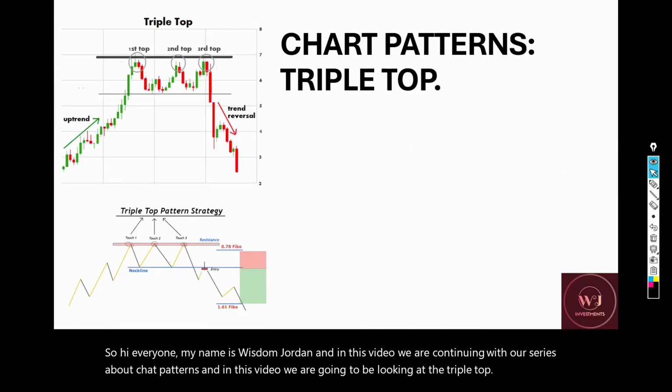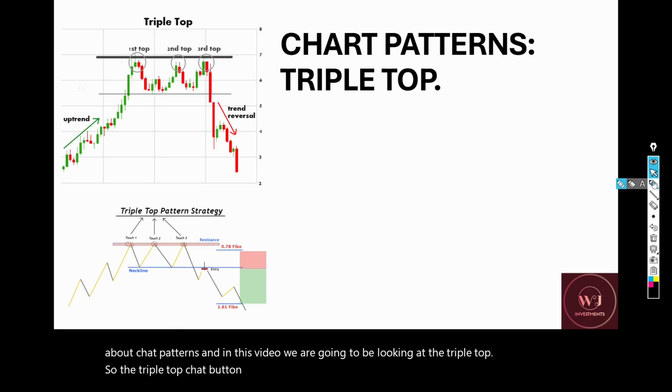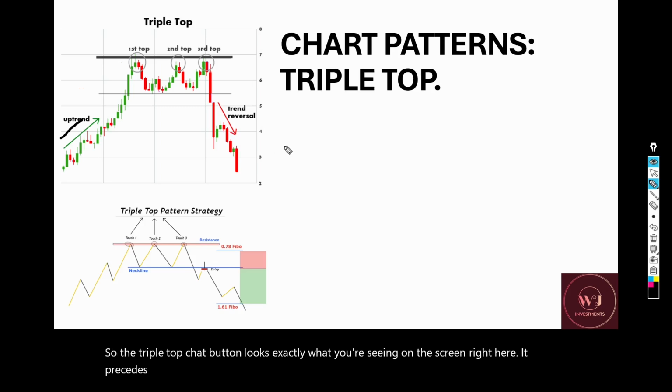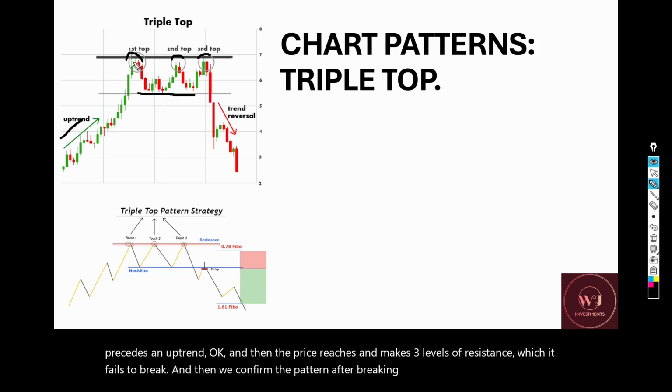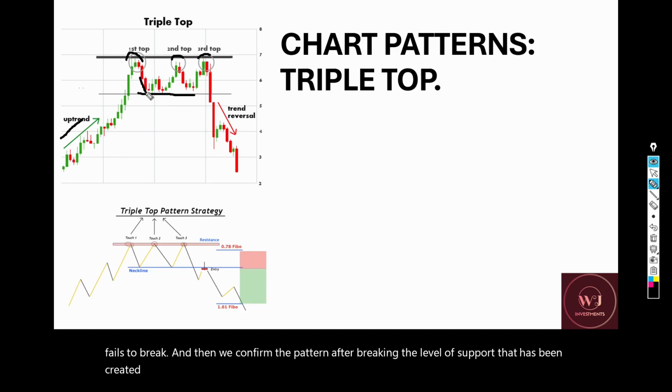So the triple top chart pattern looks exactly like what you're seeing on the screen right here. It precedes an uptrend, okay, and then the price reaches and makes 3 levels of resistance which it fails to break. And then we confirm the pattern after breaking the level of support that has been created by the market, which is also known as the neckline. Okay, so that is what we call the triple top.